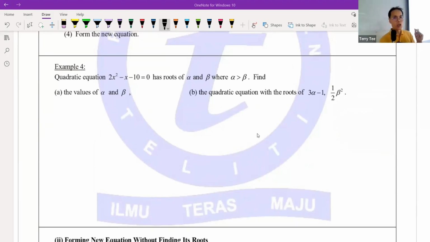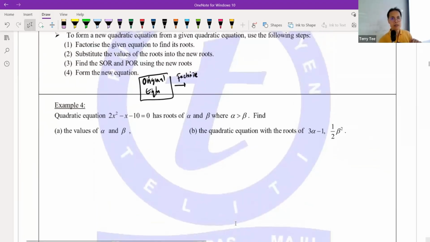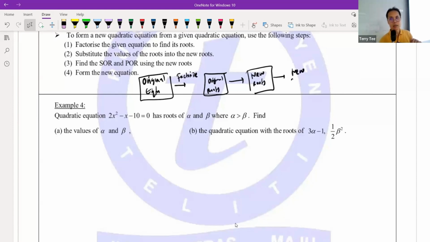For example, you may be given an original equation. So what do you do to solve it? We either factorize or complete the square. Actually, you just factorize. Most of the time, you can factorize it. After you factorize, you get the original roots. With the original roots, you sub them into the new roots. From the new roots, you find your new SOR and your new POR, and therefore you can form a new equation. Let me show you here.